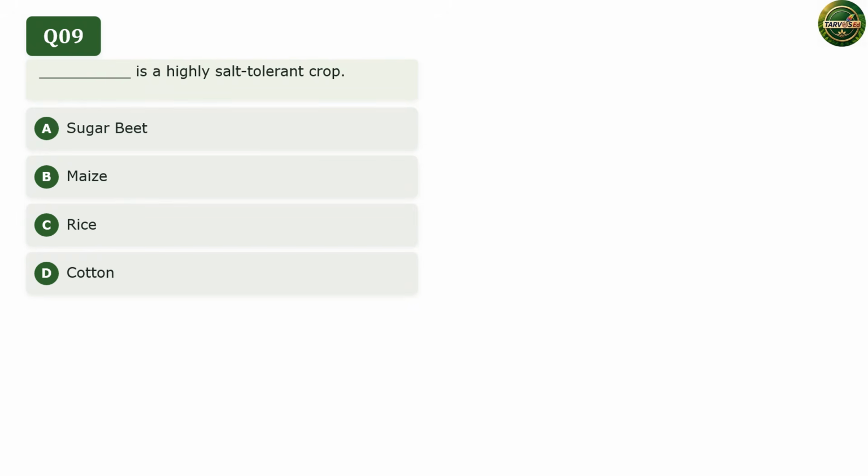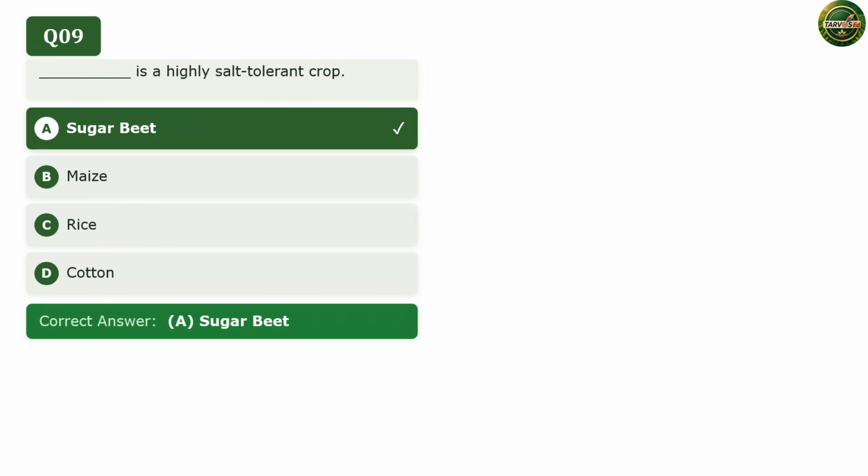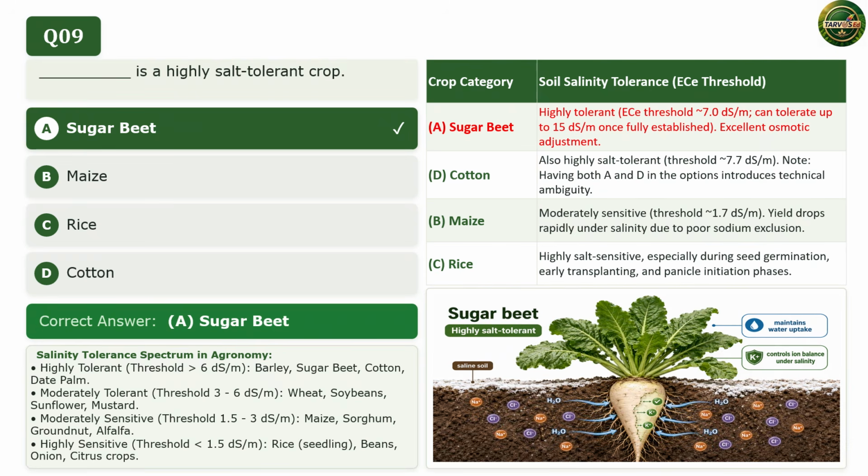Next question is, dash is a highly salt tolerant crop. The correct answer is option A, sugar beet. In case of salinity, the salinity will lower the soil water potential and create ion toxicity, because this salinity will affect the water uptake and ionic balances in the plant. A tolerant crop will maintain the water uptake, regulate the sodium and chloride, protect the potassium balance, and continue its growth even during high EC, whereas the sensitive crop will drop its yield. So this is called a salt tolerant crop.